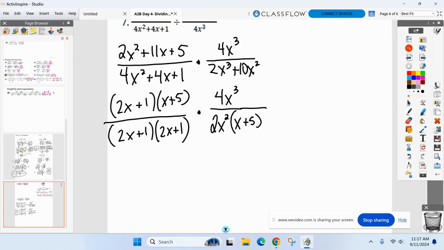All right, when you cross out, you can only cross out one on one here. It's not like I can get rid of all 3 of these 2x plus 1s. It's 1 for 1. One numerator with 1 denominator. So those are the only 2 I can cross out. I can't get rid of all 3. What else do I have in common? X plus 5s.